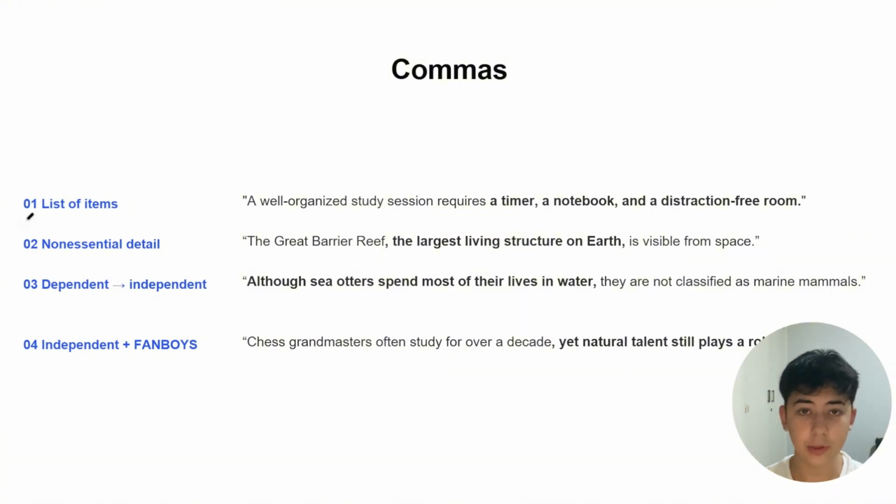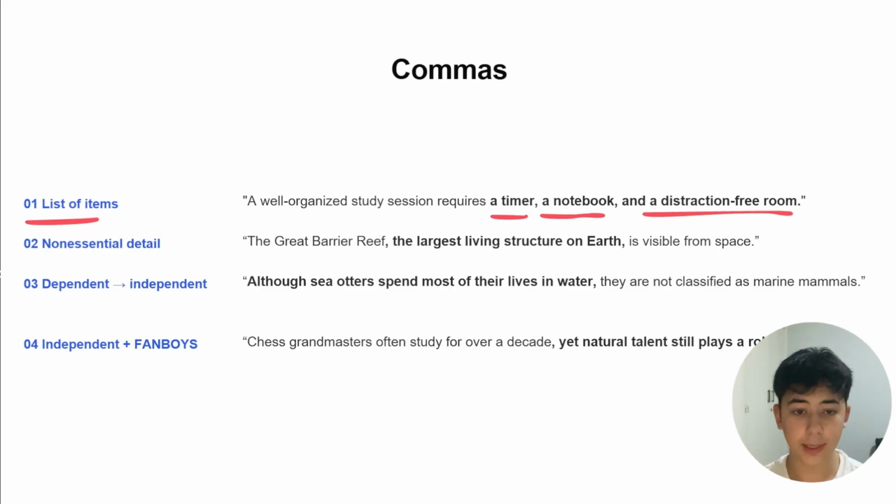So commas can really be used for 4 things only. Number one, that's going to be separating items in a list. Let's read this sentence here. A well-organized study session requires a timer, a notebook, and a distraction free room. Notice how in this sentence you're using a comma to separate a list of items, and it's doing a very simple job here. Number two, that's going to be setting off a non essential detail in a sentence.